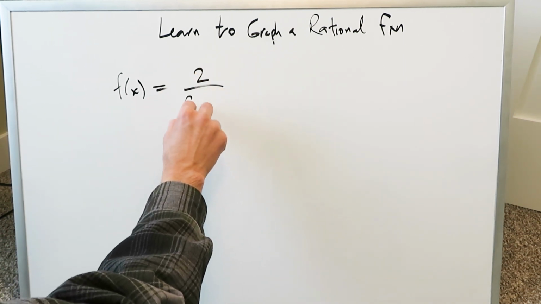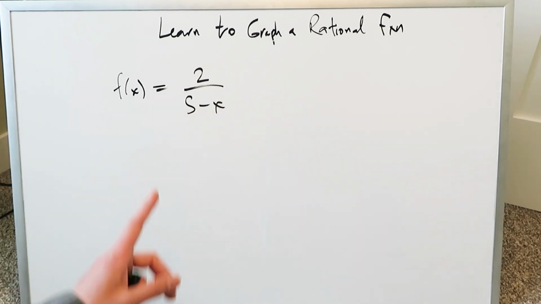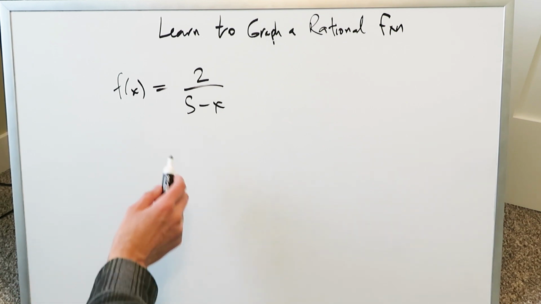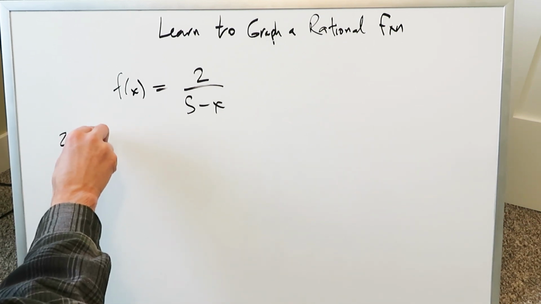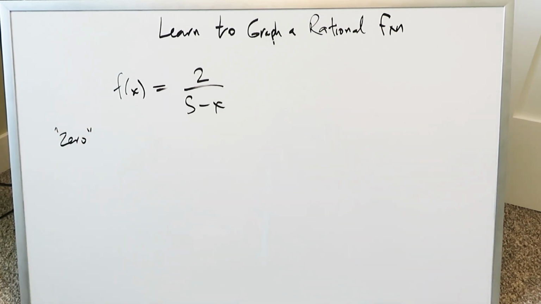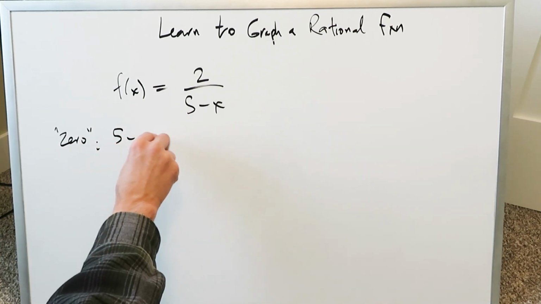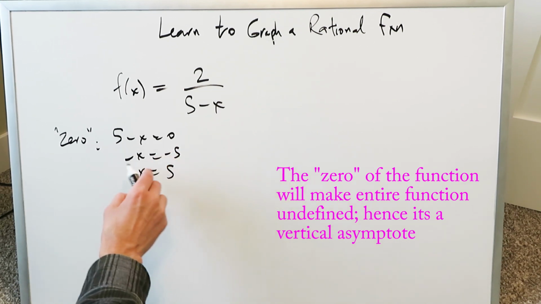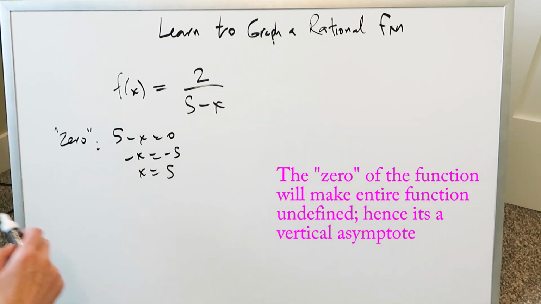We'll have something like this: 2 over 5 minus x. You have 2 in the numerator and 5 minus x in the denominator. When you want to graph this out, the first step is to look for the zero of your function, and that will be determined from the denominator. You have 5 minus x is equal to 0, minus x is equal to minus 5, and x is equal to 5. You solve for this x right here in the denominator.